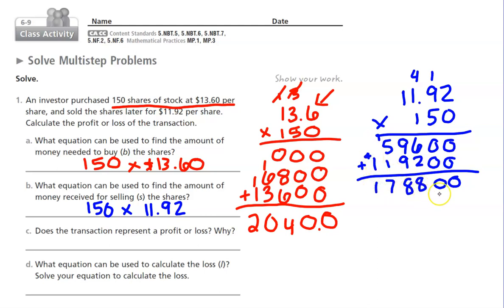So 178,800. However, I had 2 numbers after the decimal point this time. So that's going to end up being 1,788. So like I said, I'm going to leave these 2 numbers right here. They're going to help us out in a minute.